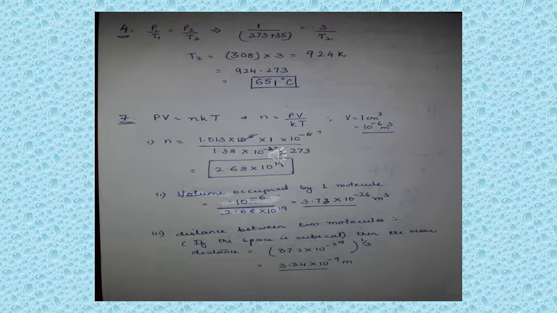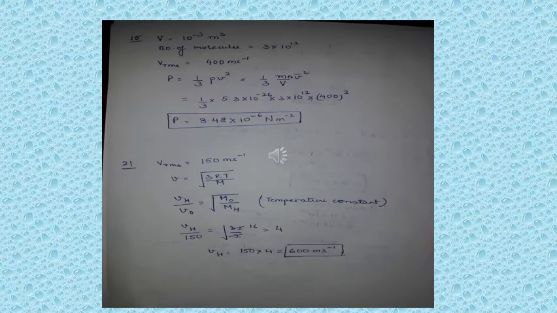Now volume occupied by one molecule. The volume is 1 centimeter cube, which is 10 to the power minus 6 meter cubes. Dividing by the number of molecules that we've got in the first part, the answer is 3.73 into 10 to the power minus 26 meter cube. Now to calculate the distance between two molecules, we'll assume that the molecules are placed in a cubical vessel. Then the mean distance between two molecules is the cube root of the volume occupied by one molecule, which is 3.34 into 10 to the power minus 9 meters.